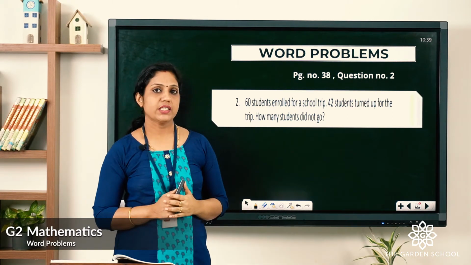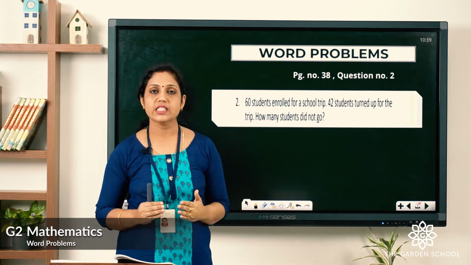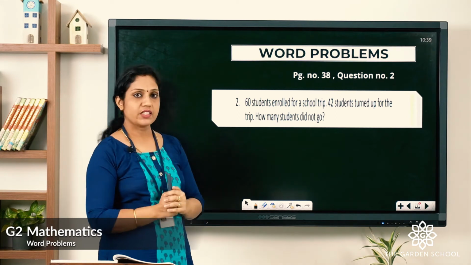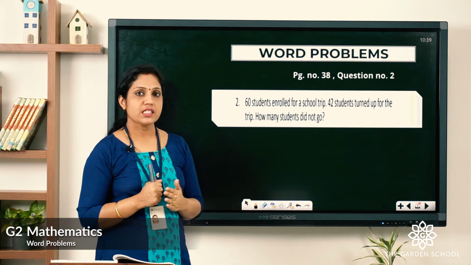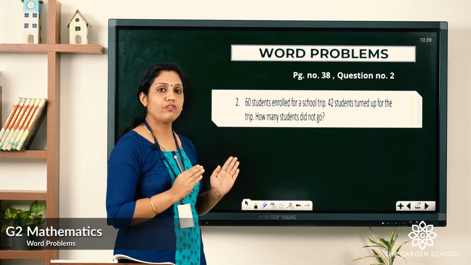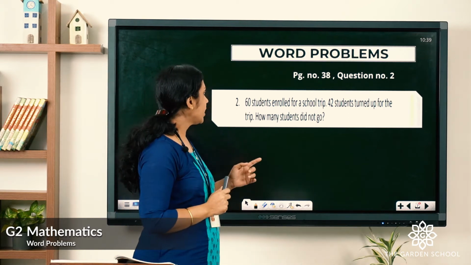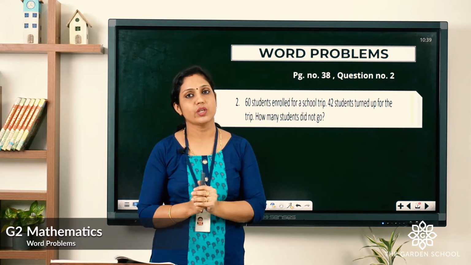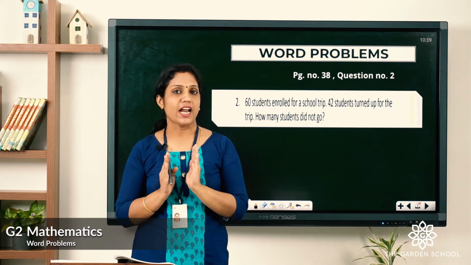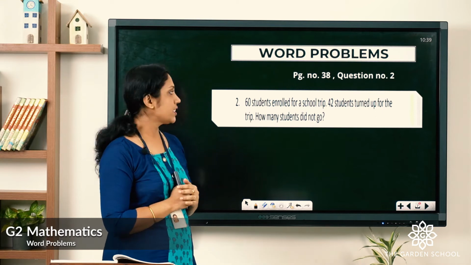We have another question, page number 38, question number 2. Let's read the question. 60 students enrolled for a school trip. 42 students turned up for the trip. How many students did not go? First, understand the question. What is the question?